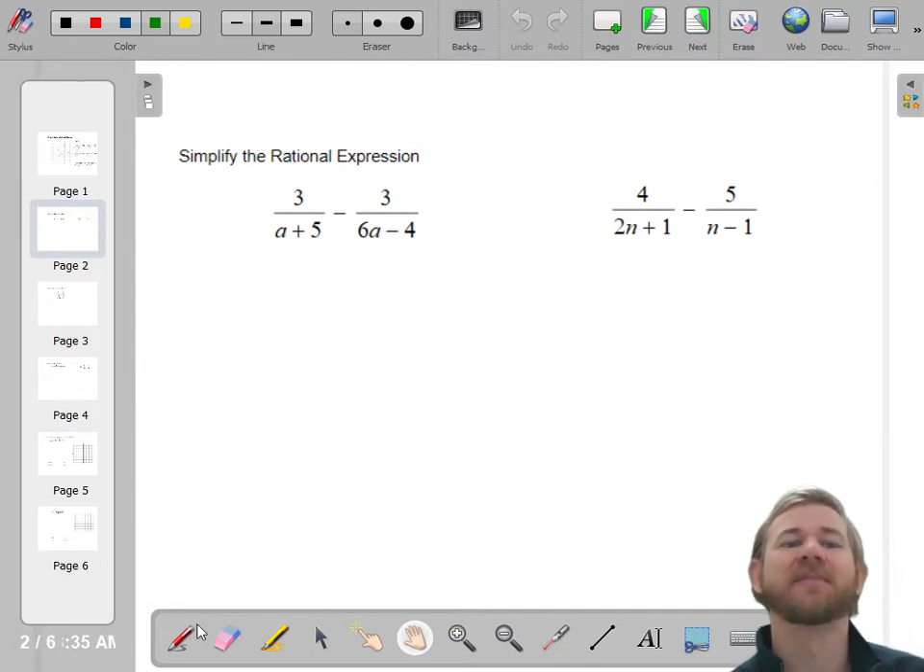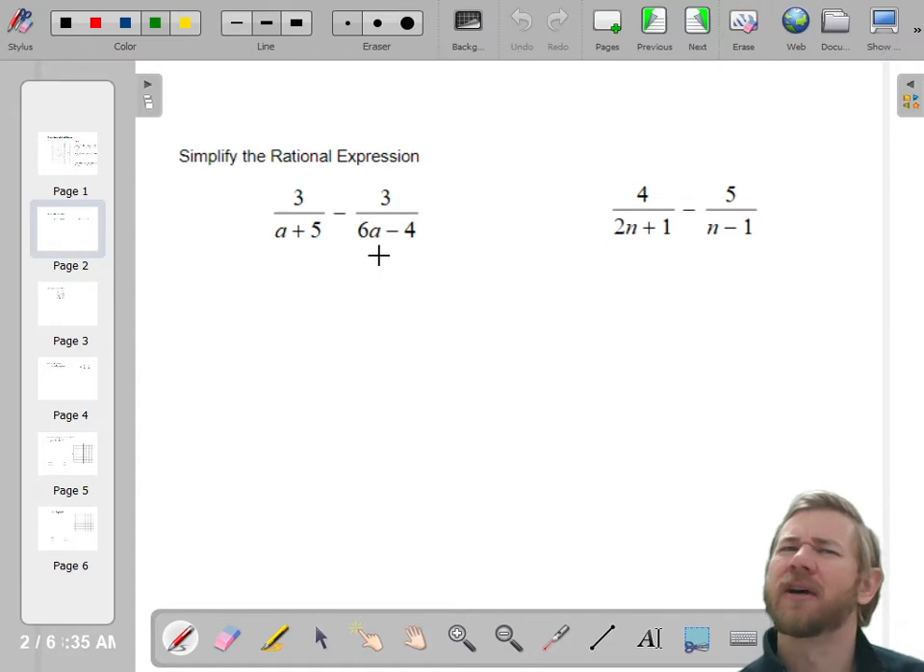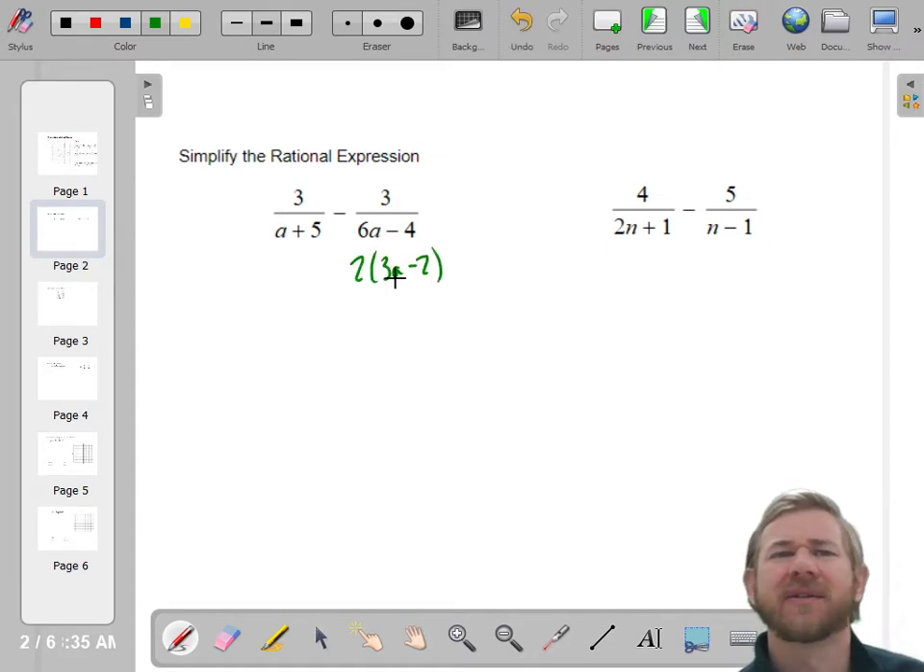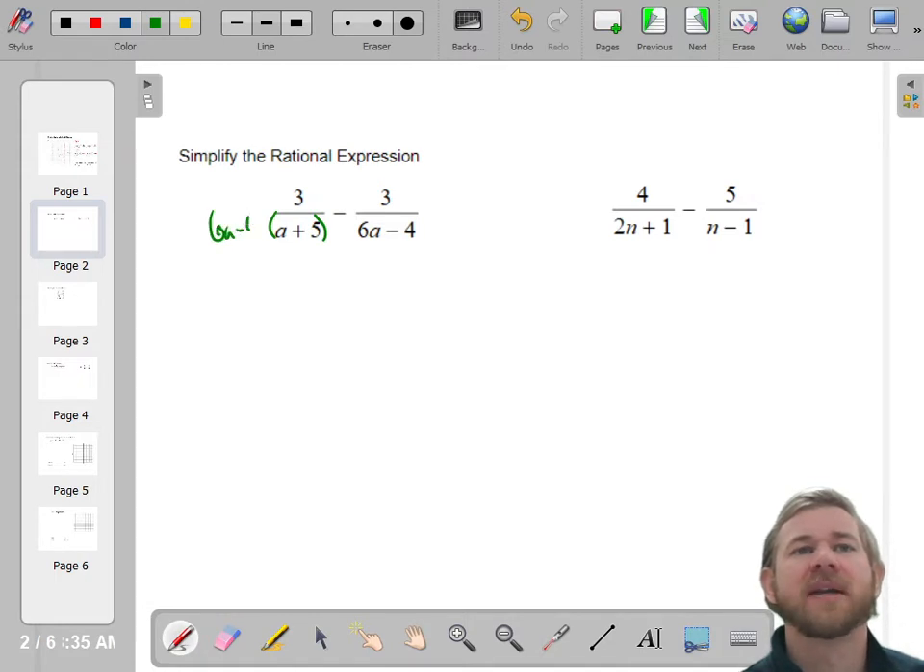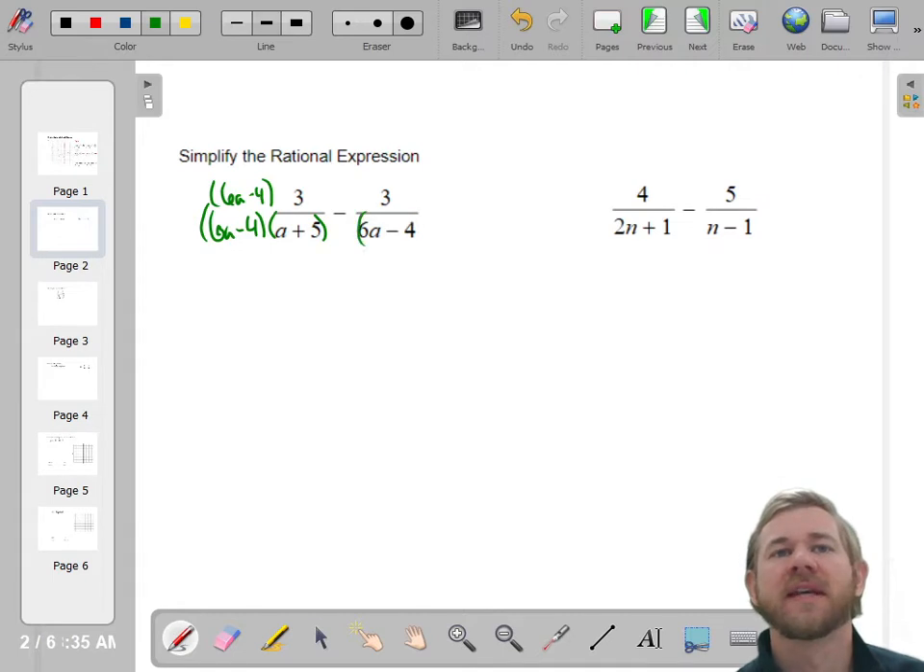Now we're going to talk about simplifying. In order to simplify, you need to get a common denominator. Sometimes it helps you to factor. Like if I were to factor this out, I'm like 2 times 3, but this doesn't have any of those factors, so it really doesn't matter. We're going to multiply the denominators times each other, 6a minus 4 in the top and the bottom in order to get a common denominator.